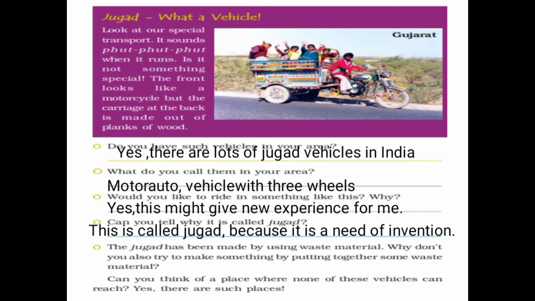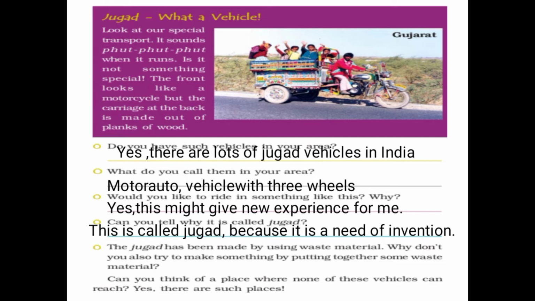Jugaad, what a vehicle. Look at a special transport. It sounds put-put when it runs. Is it not something special? The front looks like a motorcycle, but the carriage at the back is made out of planks of wood. Yes, here in Gujarat we have a jugaad vehicle where the front looks like a motorcycle and the back is made up of wooden planks.